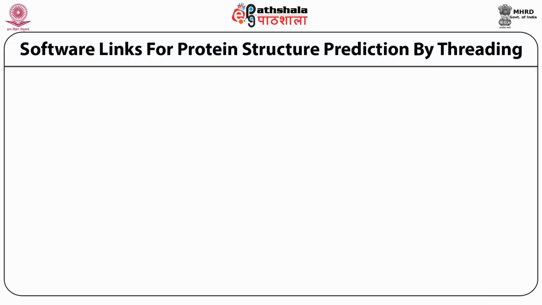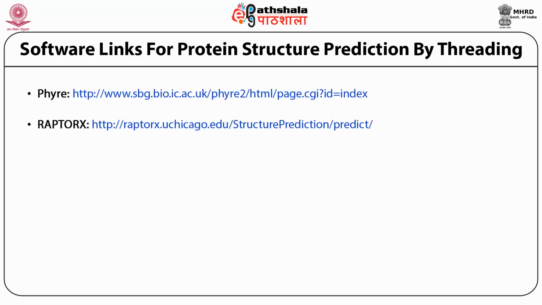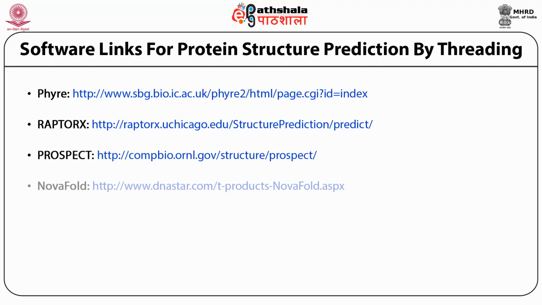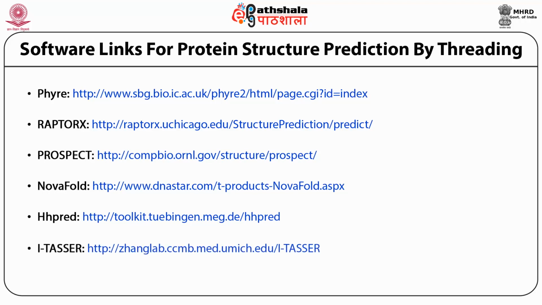There are a number of software links that are available for protein structure prediction by threading. Few of these are listed here. They are Phyre, RaptorX, Prospect, NovaFold, HHpred, and I-TASSER. The web links to these softwares have also been listed and are available for any student to use.